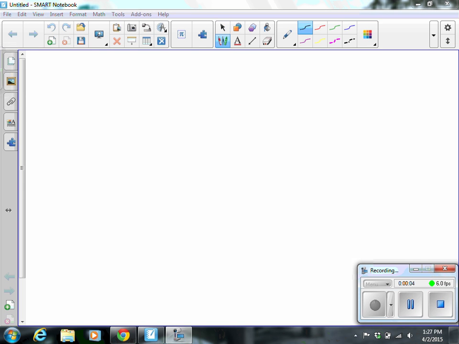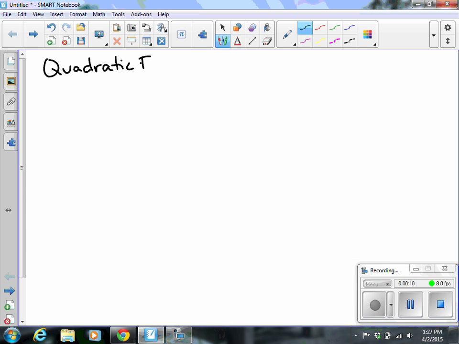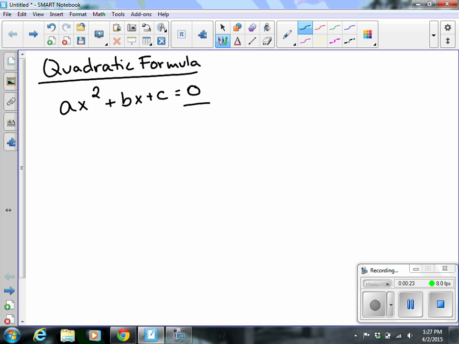There is another method to solve quadratics. It is by using the quadratic formula. So the quadratic formula is all based on ax squared plus bx plus c equals 0. The key here is that it has to equal 0. All right, so what is the quadratic formula?